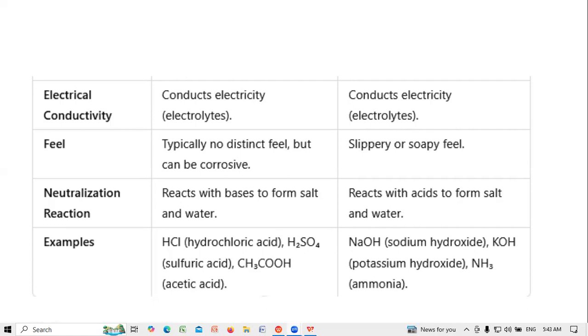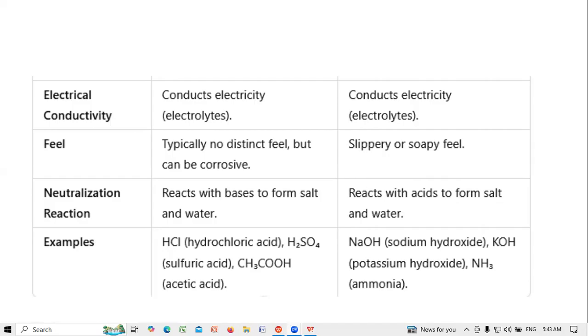Neutralization reaction: an acid reacts with a base to form salt and water, and a base reacts with an acid to also form salt and water. For example, hydrochloric acid, sulfuric acid, and acetic acid are examples of acids. Hydrochloric acid and sulfuric acid are strong acids, and acetic acid is a weak acid.